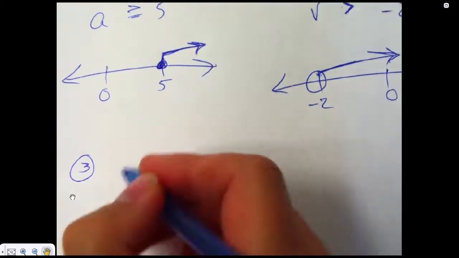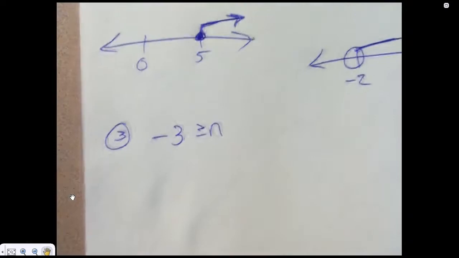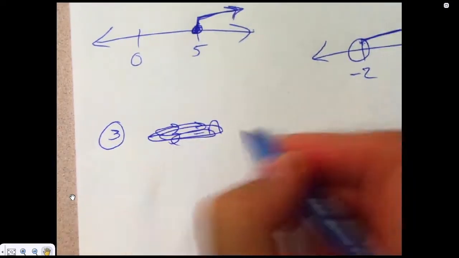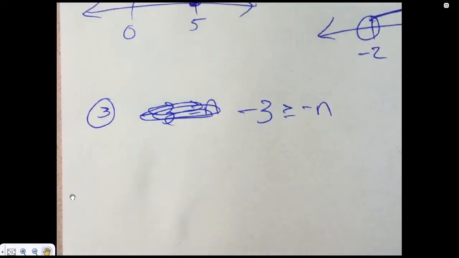And I don't remember if this is actually number 3 or what on your sheet, but it's the third problem. Negative 3 greater than or equal to negative n. So we're kind of combining. We got to flip the n to the left-hand side. We got to change the negative. We got to flip this. So we got a lot of stuff to do.